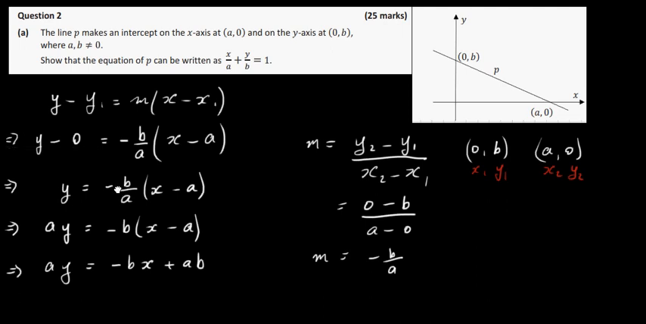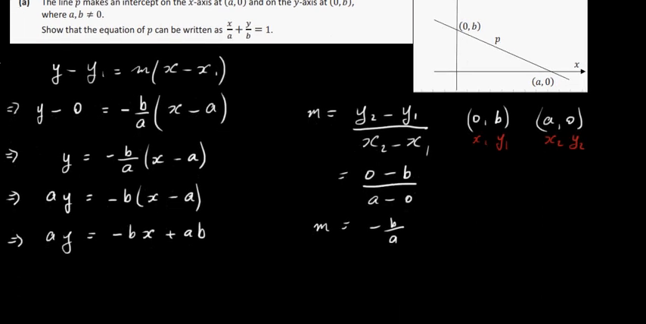Okay, so we're on the way here, almost there at this stage. Now you've got to look at where you want to end up. We want to end up with this thing up here. So we need a 1 on one side of the equation, and we need an x over a and a y over b on the other side. Now let's have a look here. We have an ay here and we have an ab here.